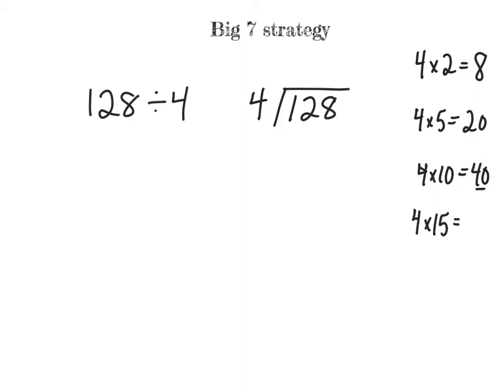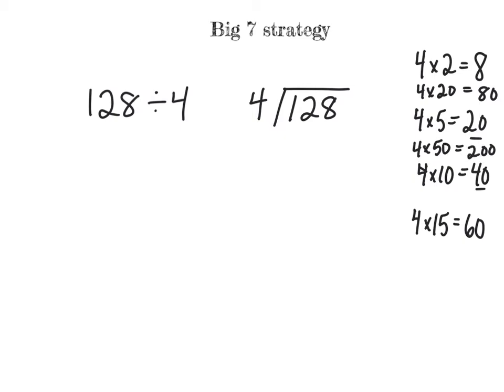And that's 40 plus 20, which is 60. And then I can do 4 times 20 is 80. 4 times 50 is 200.